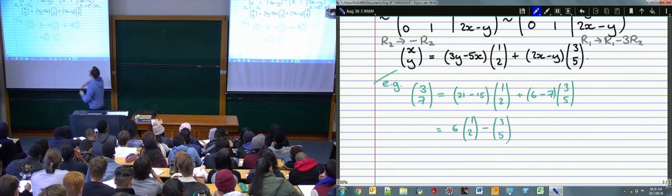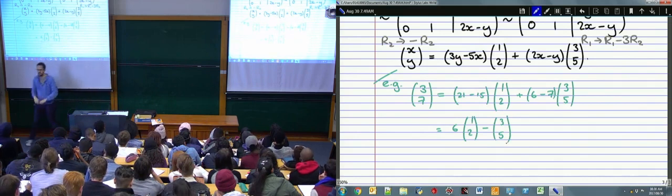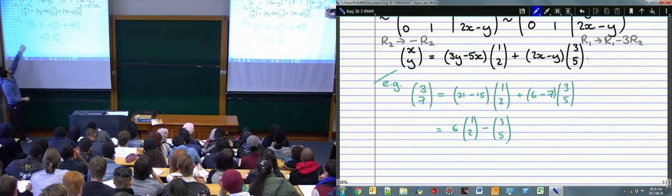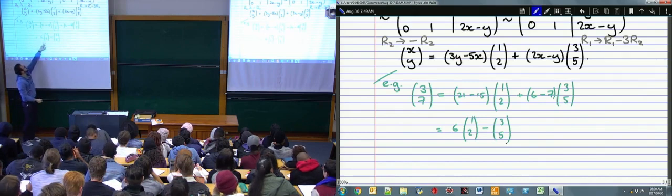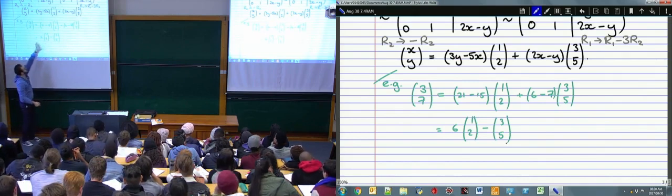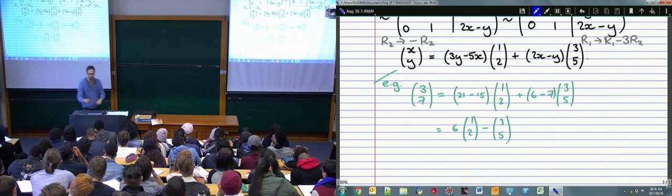And if we think about this, what do we get? Our x component, 6 times 1 is 6. 6 minus 3 is 3, okay, which is what we had. 6 times 2 is 12. 12 minus 5 is 7. All right, so we see that this really does work.